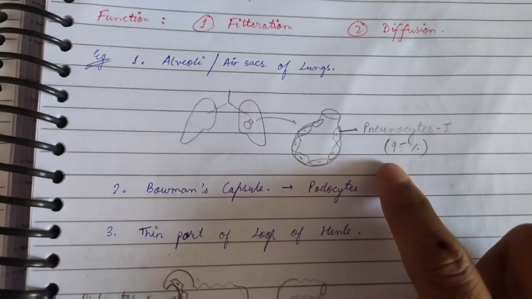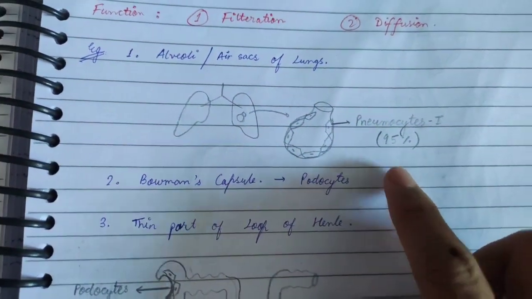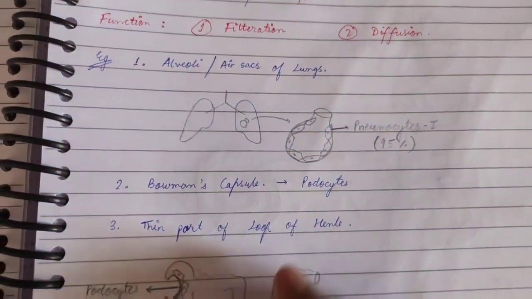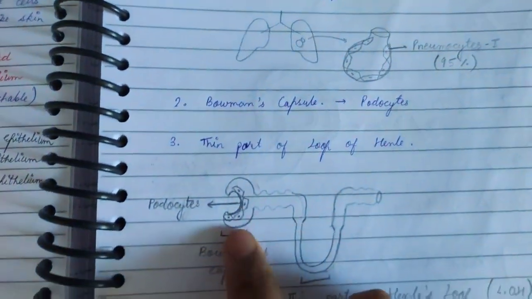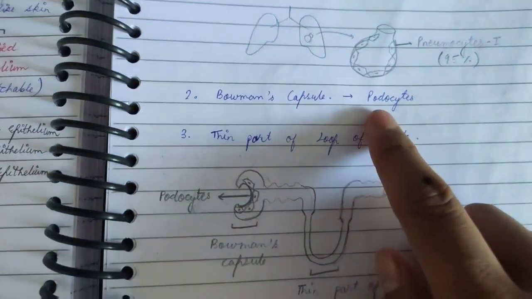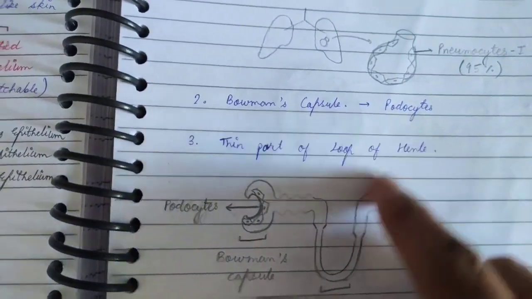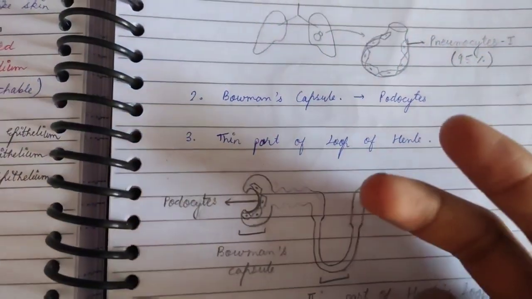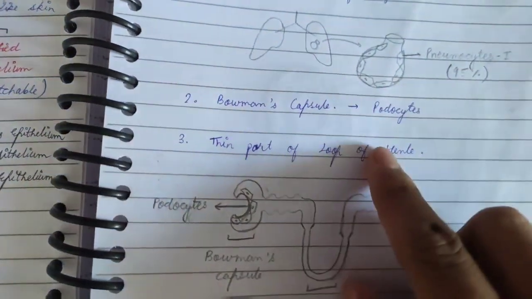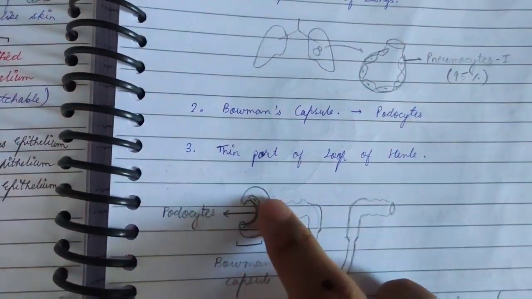Pneumocytes 1 are present in 95% of the area. Okay, this is basically the structure of alveoli. Now next is Bowman's capsule. See here, Bowman's capsule. The cells present there are known as podocytes. You must remember these names, pneumocytes 1, because we are going to study pneumocytes 2 also, that is why I am telling. Podocytes in Bowman's capsule.